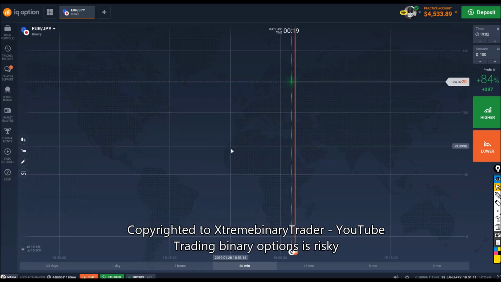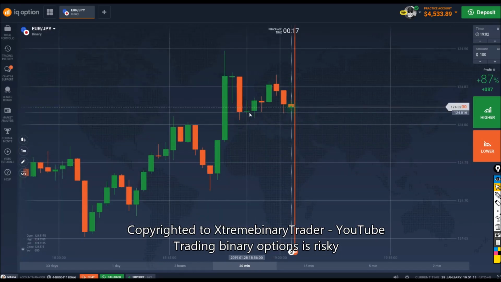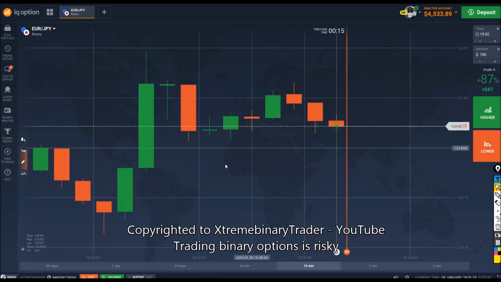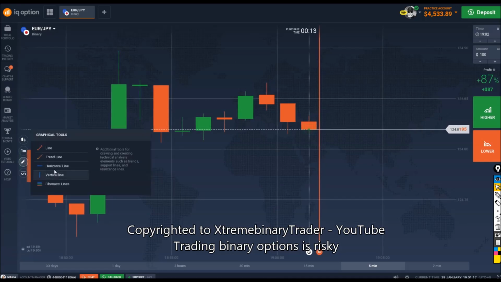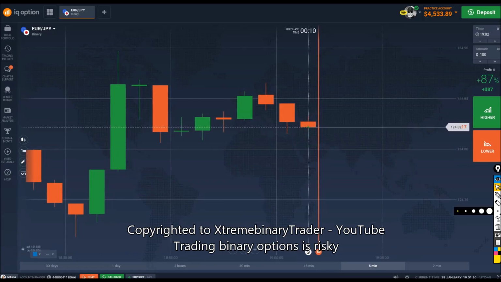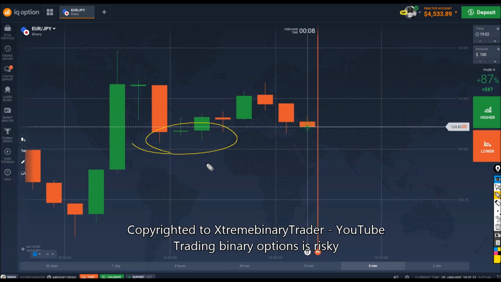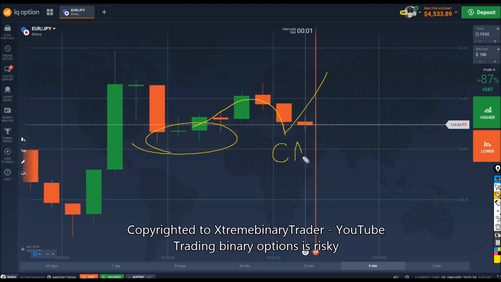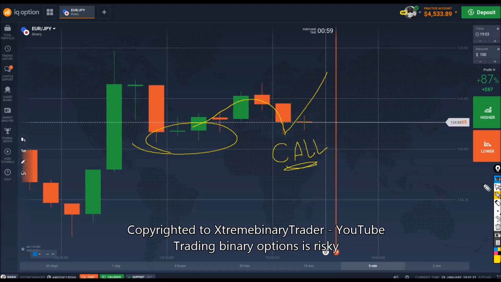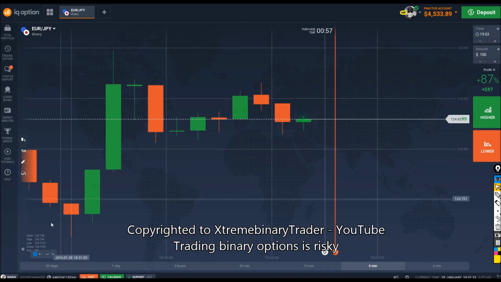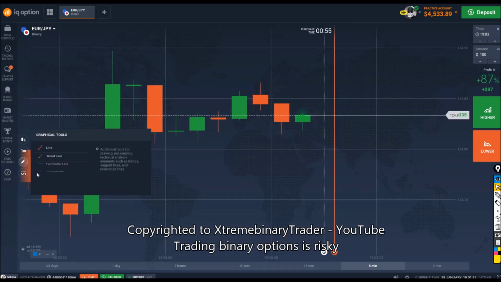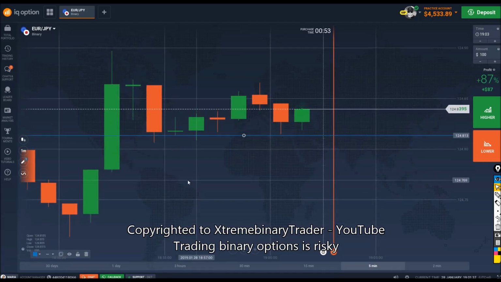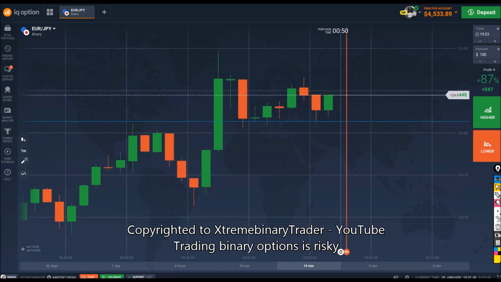That's cool. Let's try to find something else. This setup has already been wasted. We cannot use it anymore. Why? Look at that. Now we have here this support. This is the support. So I have to wait for the candles to come down here, and I'm going to place call right on this level. Now what happened? What happened is I missed a chance. Check it out. Look at that. This is the pattern I'm talking about.